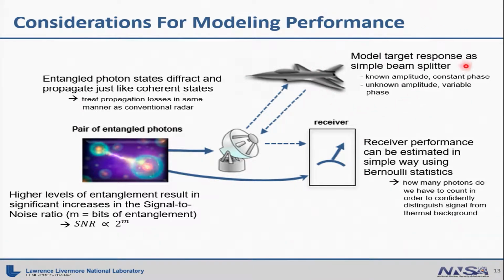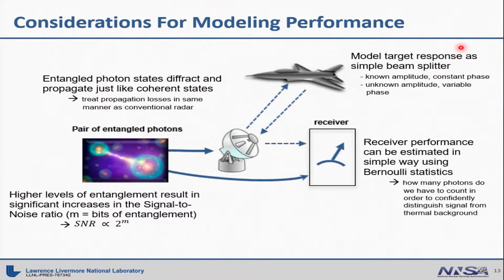Some of the early papers published in quantum radar basically treated the target as a balloon or a flat plate, just a very simple target. And in those cases, the phase return is constant. There's no change in the phase of the photon.